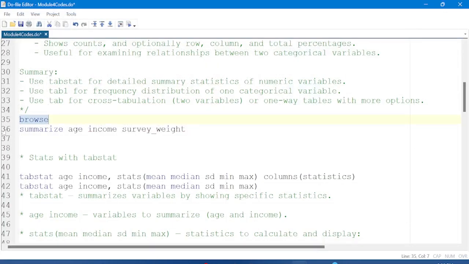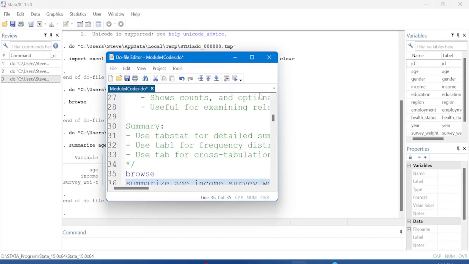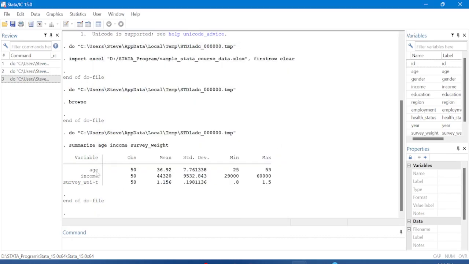And you can see now we want a 5-number summary for each of these columns. Let me execute and minimize to check the output. So we have three variables here: age, income, and weight, or survey weight. Both of them have 50 observations, meaning we don't have any missing instances.